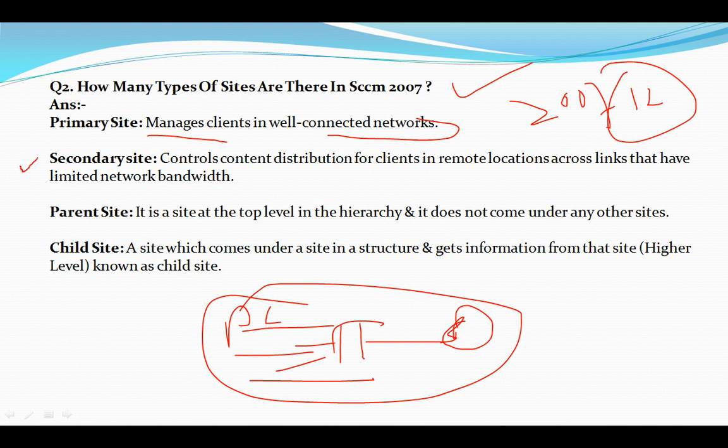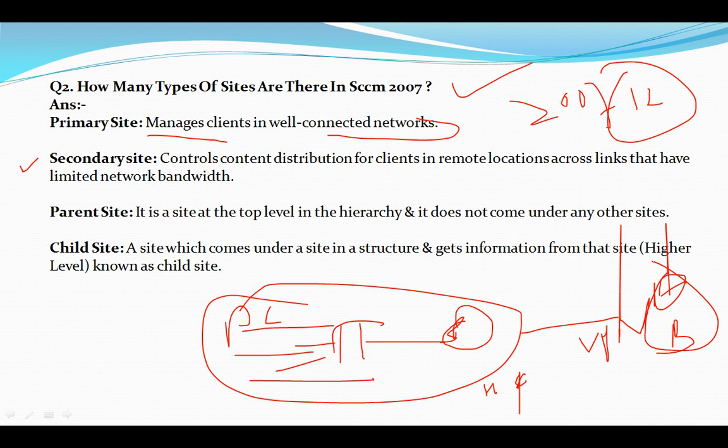Now what about the secondary site? A secondary site controls content distribution for clients in remote locations across links that have limited network bandwidth. For example, you have a VPN connection here and one more site here. This is your branch office and this is your headquarters. So the secondary site will manage all the clients of the branch location where you have limited network bandwidth.